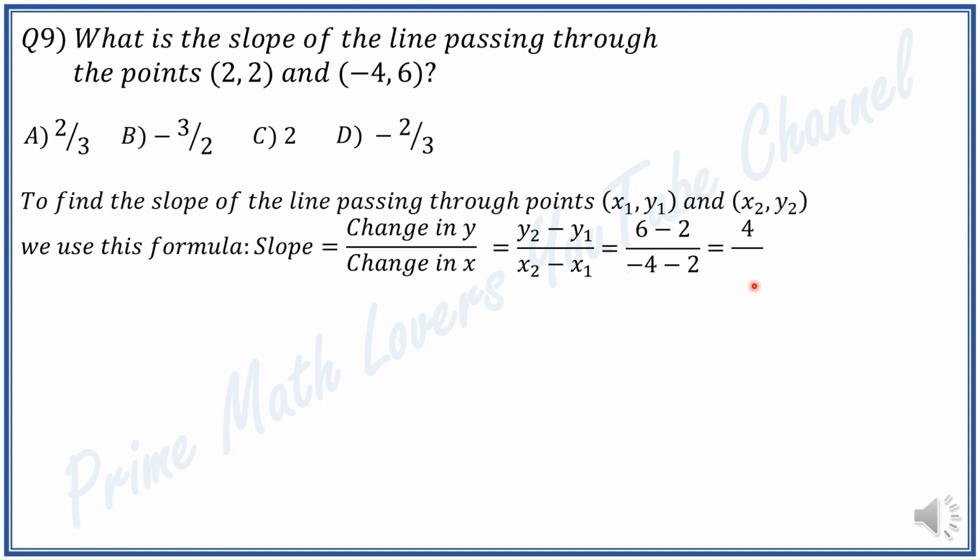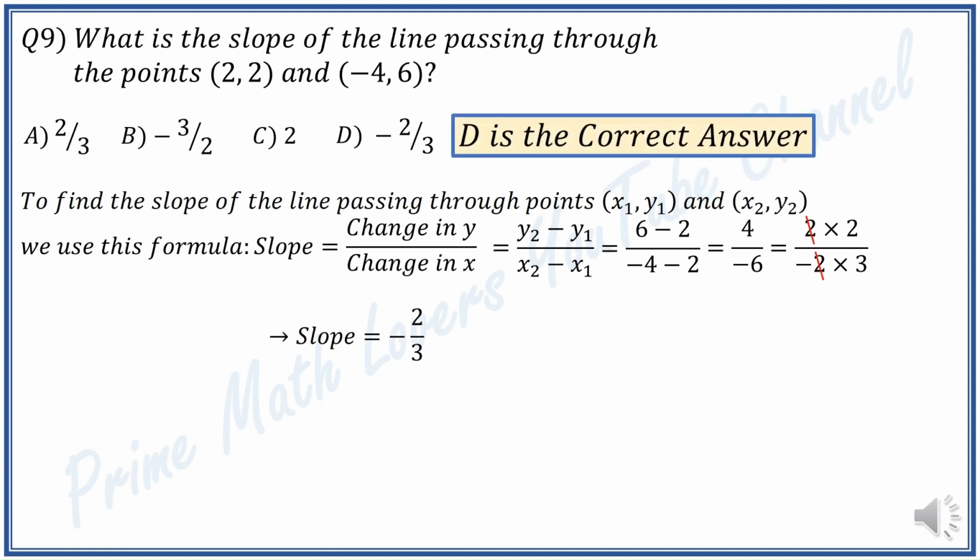6 minus 2 will be 4, and negative 4 minus 2 will be negative 6. We can write 4 as 2 times 2 and 6 as 2 times 3. Then we cancel 2 from the numerator and denominator, and the final answer for the slope will be negative 2 over 3. So D is the correct answer.